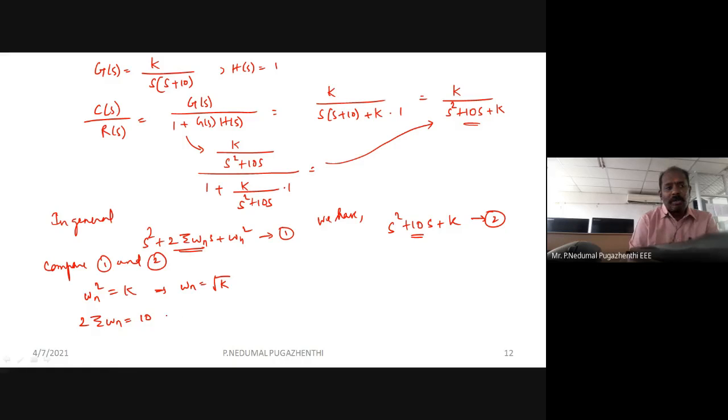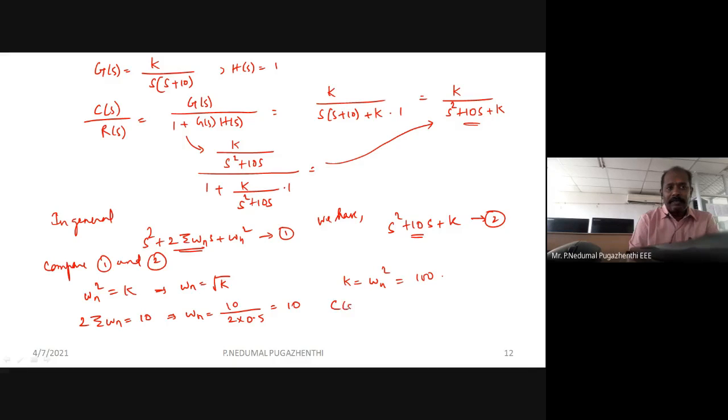Already you know the representation of omega n. Zeta is already provided as 0.5. So I can write omega n is equal to 10 divided by 2 into zeta, and zeta is 0.5, so I will get omega n is equal to 10. If omega n is equal to 10, then k is equal to what? K is equal to omega n squared, which is equal to 100.